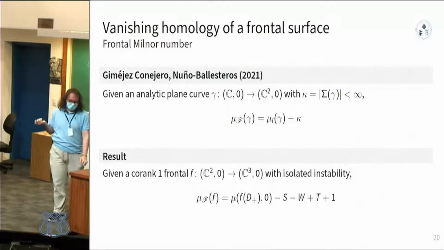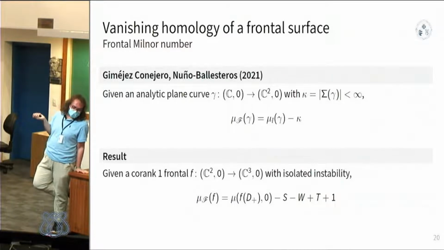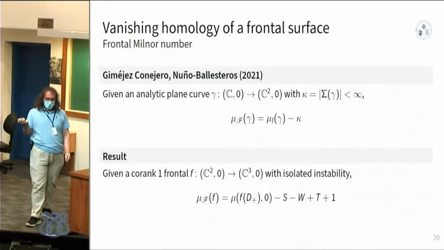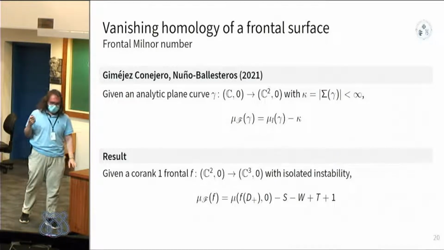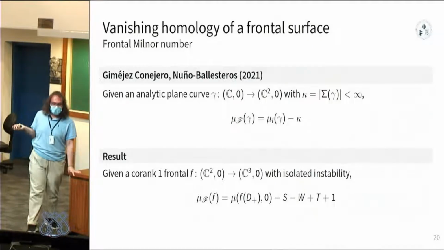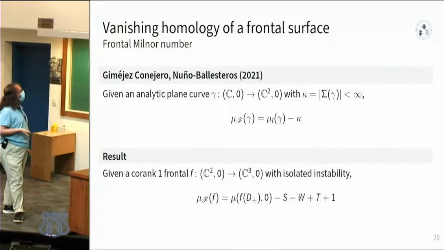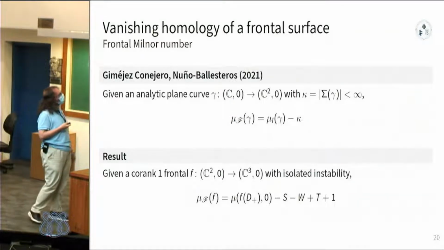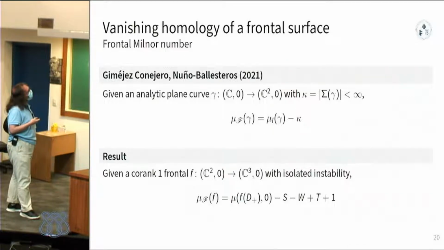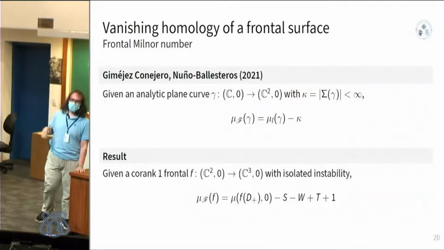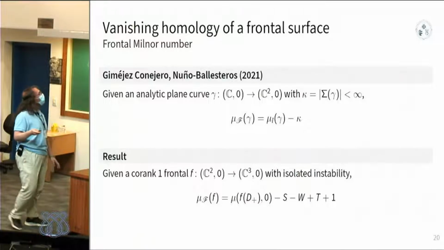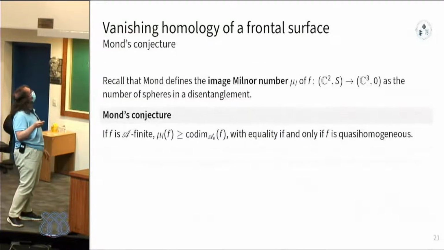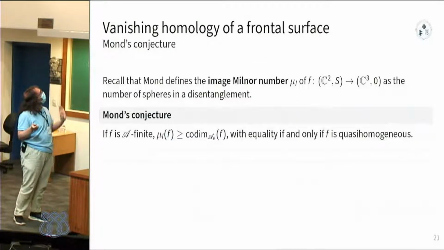The more interesting case is perhaps in 2 dimensions, where we take a corank 1 frontal surface with its instabilities, and we once again see the usual aspects: the swallowtail, the folded wing umbrella, the triple points, and we have a formula for the number of spheres in a surface. Now, I think this is the end.